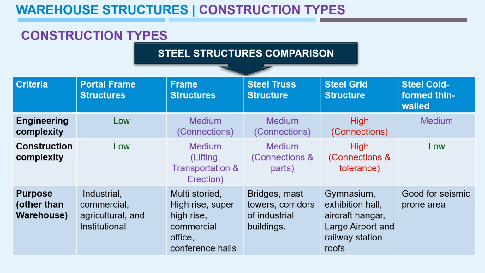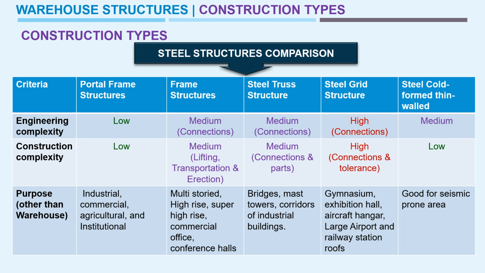And coming to the third type, steel truss structure. This can be used as a bridge, mast towers, which are subject to more ductility, and corridors of industrial buildings. So for this kind of requirement, steel roof truss is the best suit.